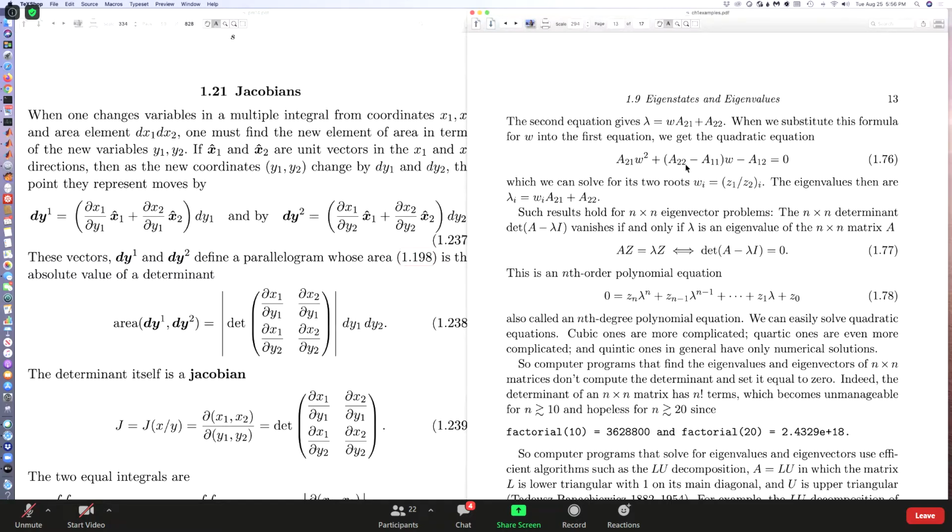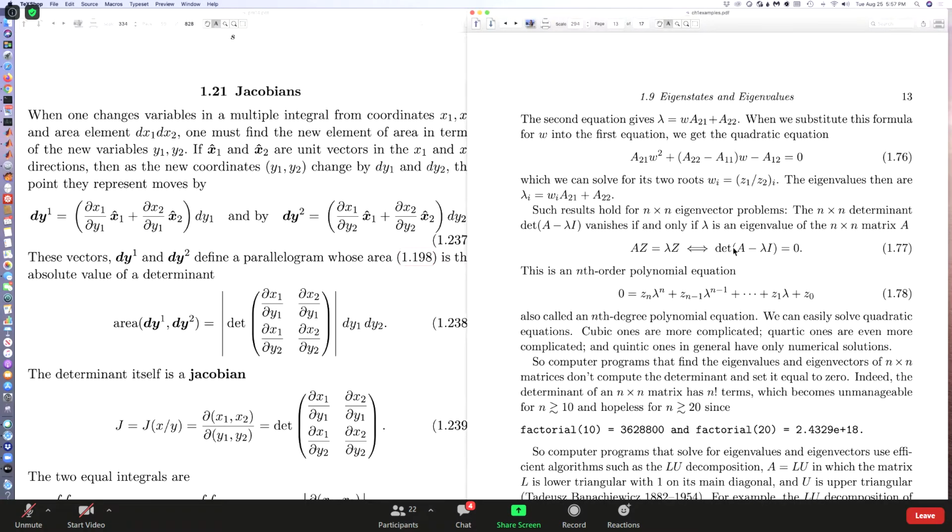All these results hold, of course, for n by n matrices. In particular, the n by n determinant of A minus lambda I vanishes if and only if lambda is an eigenvalue of the n by n matrix. So that means that this is the eigenvector-eigenvalue equation, and that's equivalent to the determinant of A minus lambda I equals 0. This thing on the right just gives us the eigenvalues, which are the roots of the nth order polynomial equation that arises when you take the determinant. And that's called a characteristic polynomial.